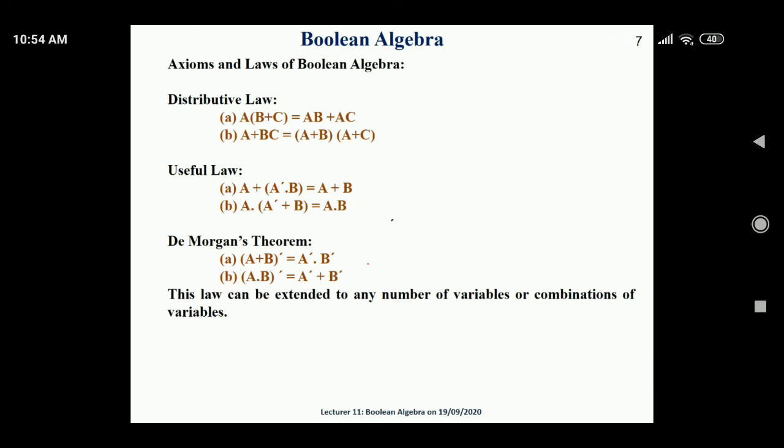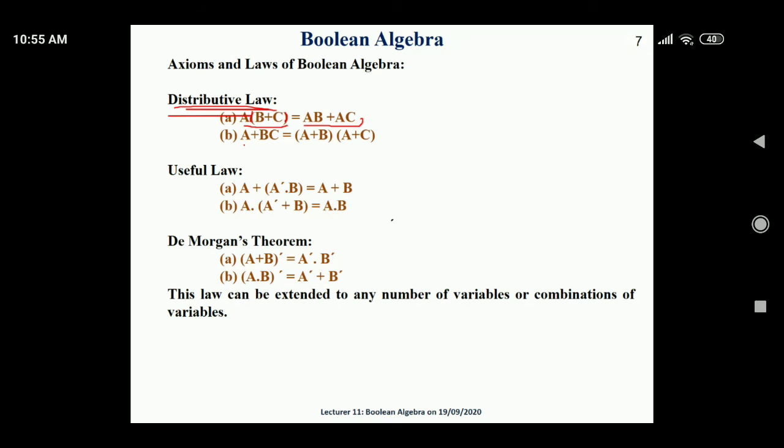Another law is called the distributive law. What is the distributive law? A into B plus C, remember, B plus C within the group. If you use the first bracket, not a curly bracket, B plus C, then we derive AB plus AC. AB plus AC equals A into B plus C. This is called the distributive law.